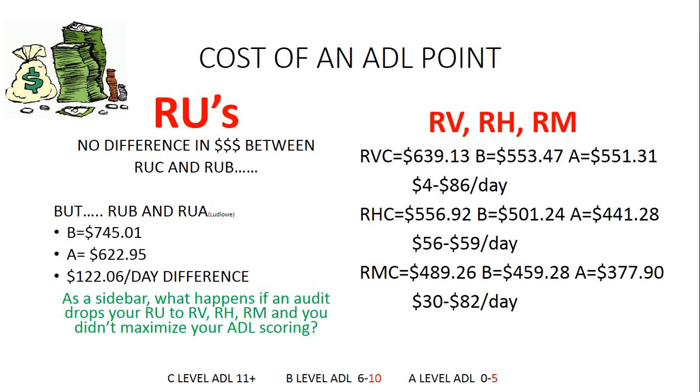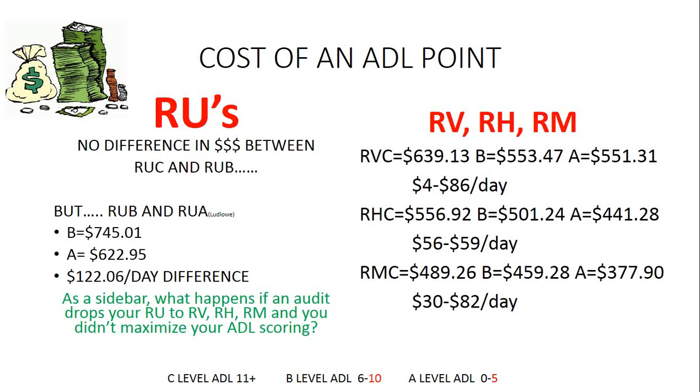But an RUB and RUA have a very significant payer difference. And I use Ludlow as an example for their rates. An RUB pays approximately $745 a day, and an RUA $623 a day if we want to round. It's $122 a day difference.